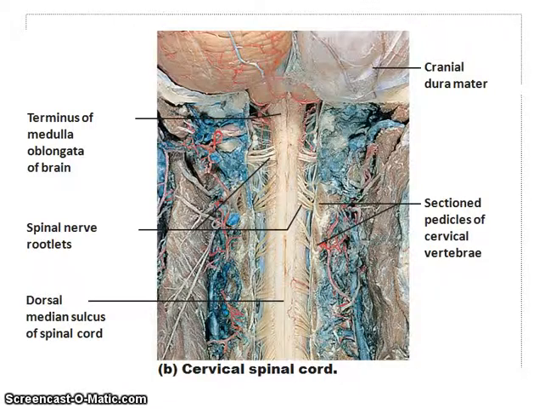This is what it looks like in a real human. You can see right here there's a spinal nerve branching off on the right and the left, and the whole thing right here, it's actually quite large, is the spinal cord.